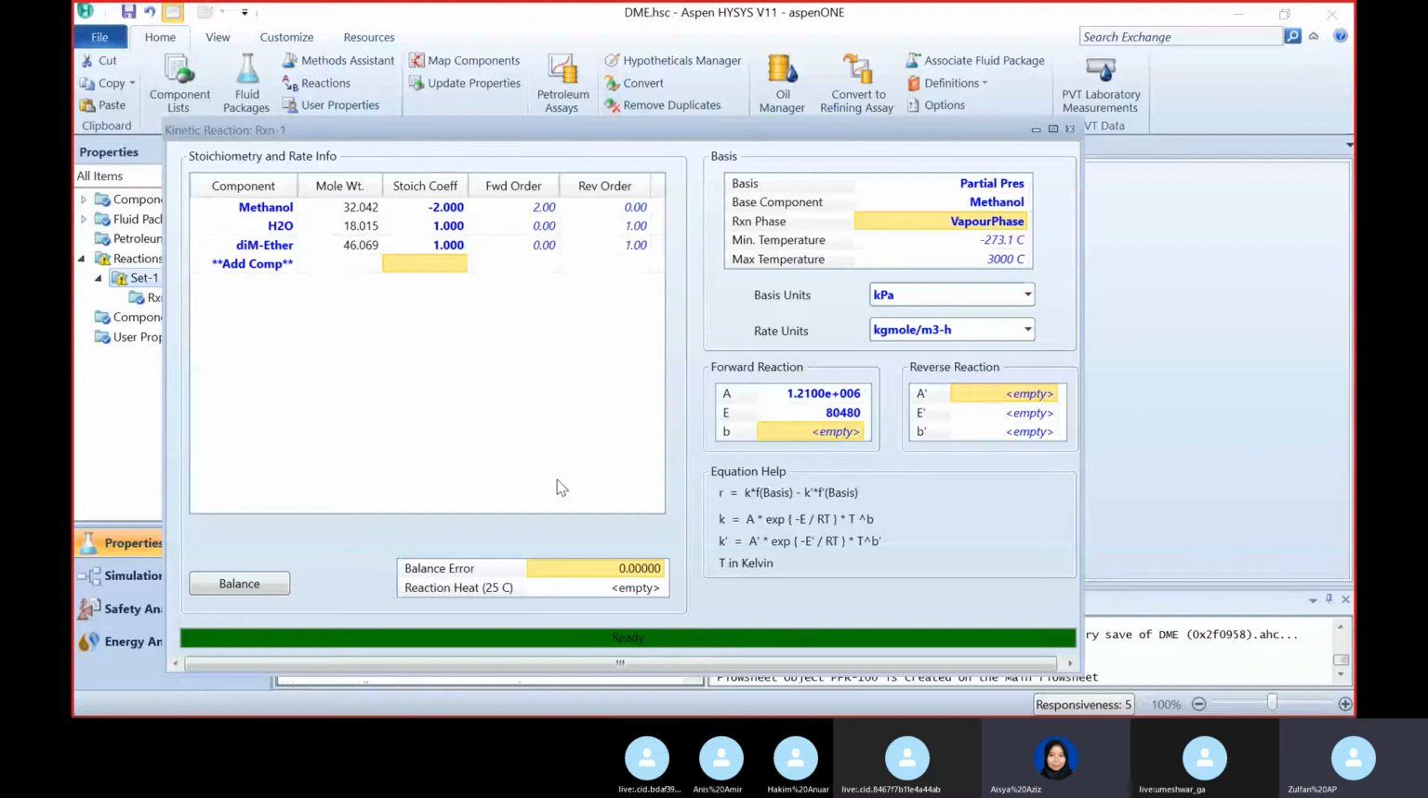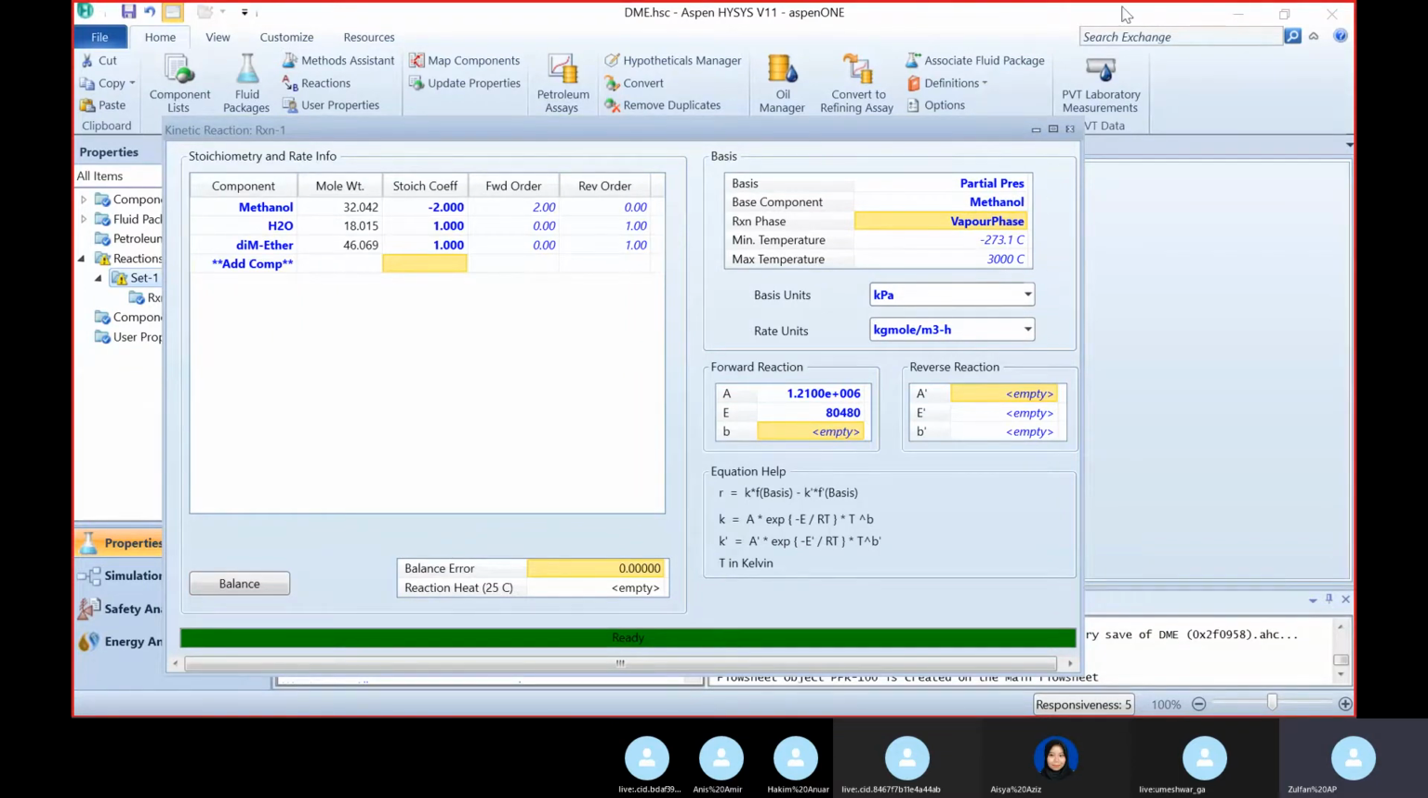Good. So we have specified the reactions. Be careful again on the components and the stoichiometry coefficients, and make sure that the balance error is 0. For specifying the reactions, be careful on the reaction phase and the base component, the base units. Units are very important here. So please be careful.